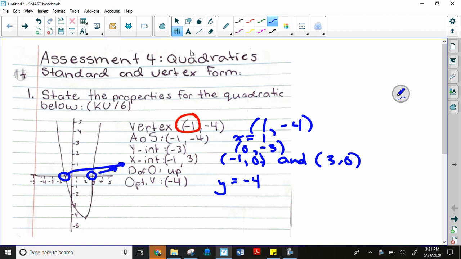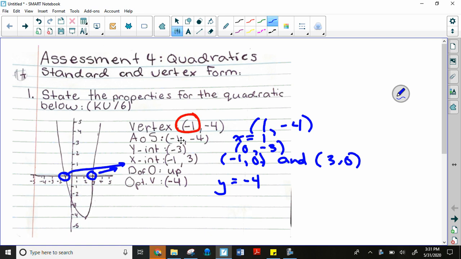So looking at question 1, is this? Yes, it is. Just a couple things to fix. Your vertex is actually at +1, -4. So that's going to change a bunch of these answers. And so I just put that there.